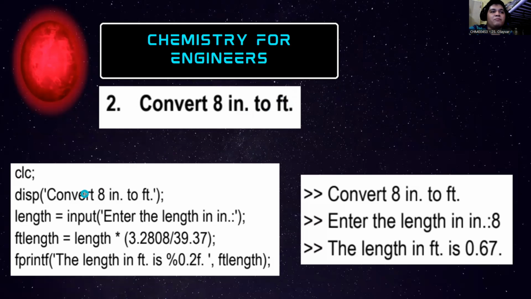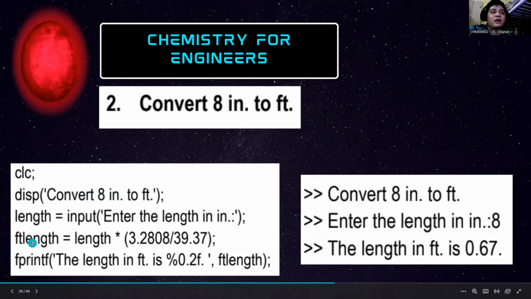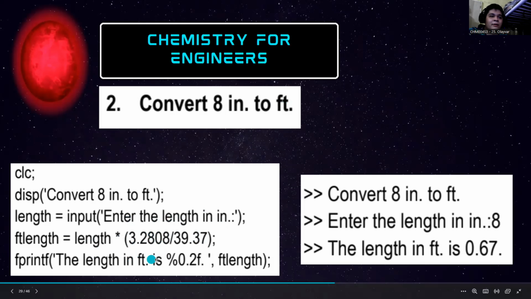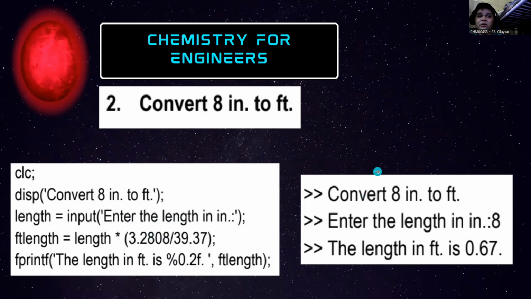And after that, we will convert, and this is the problem, in the input data. We will convert the inches into feet, which is the length times 3.2808, which is the feet, divided by 39.37, which is the inches. And we will get the length in feet. This is the result of the coding, which is to convert 8 inches to feet.